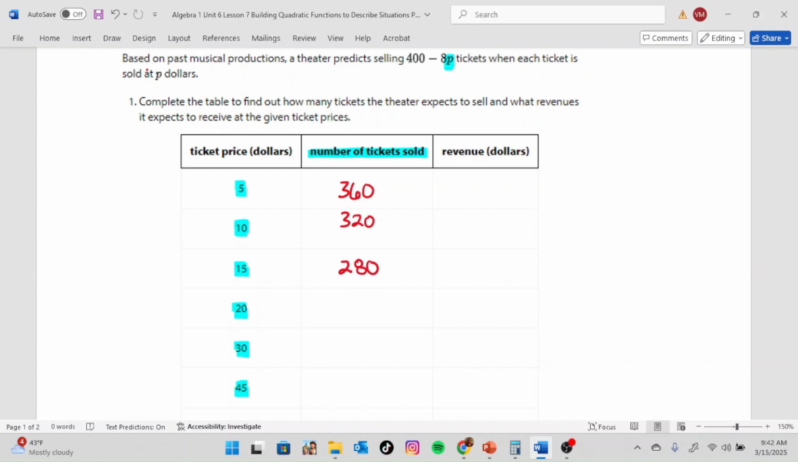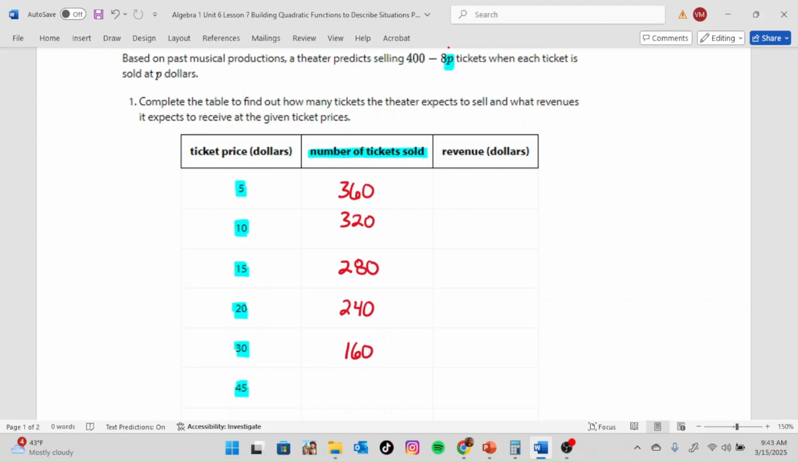Then we have $20 tickets. 8 times 20 is 160. 400 minus 160 is 240 tickets. If the ticket price is 30, then 8 times 30 is 240. 400 minus 240 is 160 tickets.